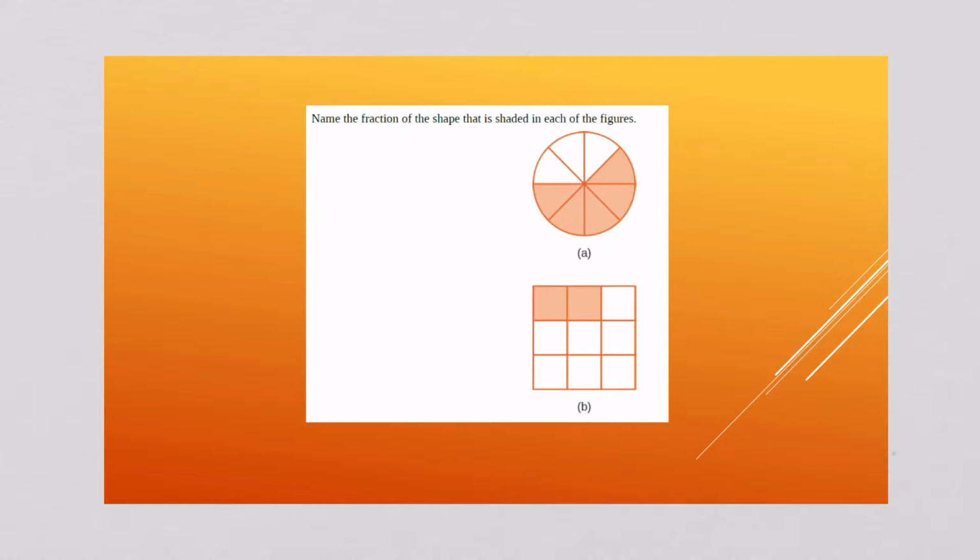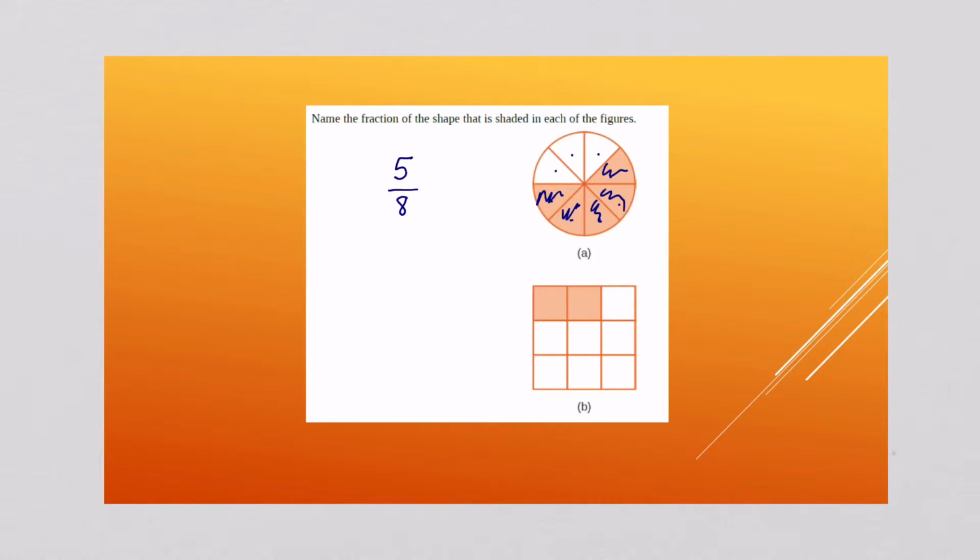All right, so we are going to talk about just the shaded regions of these. Like the top one is a circle, so we've got this circle cut into how many slices? 1, 2, 3, 4, 5, 6, 7, 8. There's 8 total slices. The number on bottom is your total. The number on top is the shaded region. So we've got 1, 2, 3, 4, 5. 5 over 8 is our shaded region here.